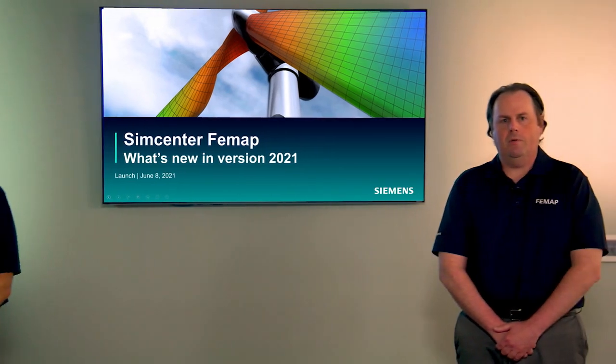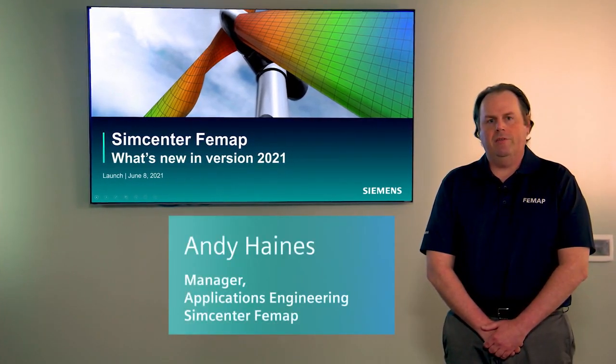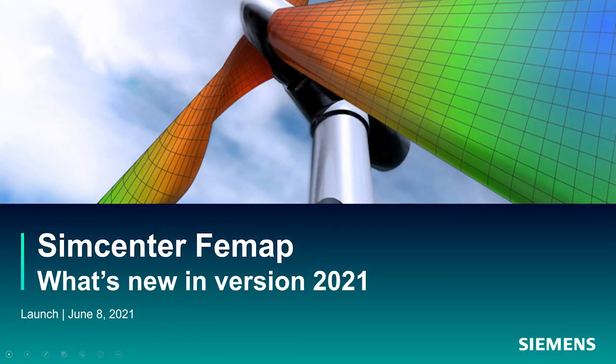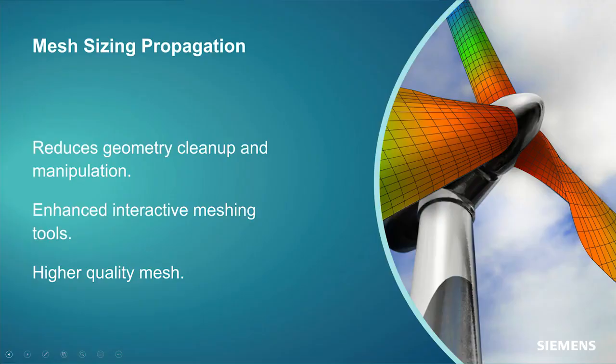All right, thanks, Mark. What we're going to go over now is a little bit about some new meshing technology, some advanced support for solvers that we have, and a little bit about JT visualization. The mesh sizing propagation functionality added for version 2021.1 limits the need for extensive geometry cleanup and manipulation to create a fully connected mesh. This same technology also enhances Simcenter Femap's interactive meshing tools to streamline creation of a high-quality shell mesh or modify an existing hex mesh.